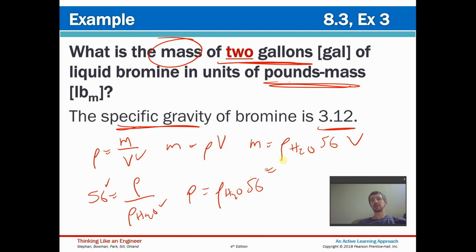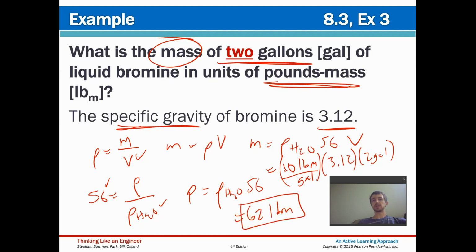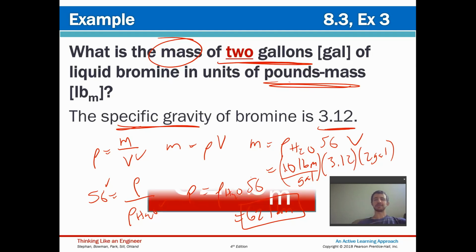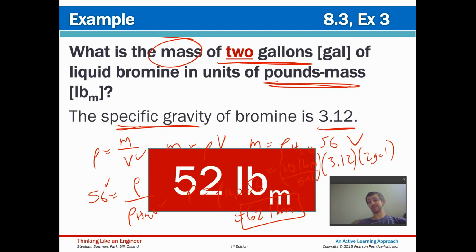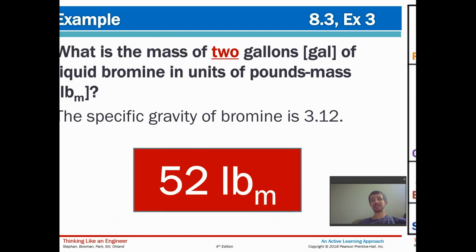Okay, so we'll do that right here. 10 pound mass per gallon times 3.12 times the volume, which is 2 gallons. We plug all that in and we get 20 times 3.12, which would be 62-ish. So equals 62 pound mass. Okay, and considering I guessed here on the whole pound mass version, let's see how close I got. 52. Okay, it is not 10 pounds. It's a little bit less than that. But the setup would be exactly the same.